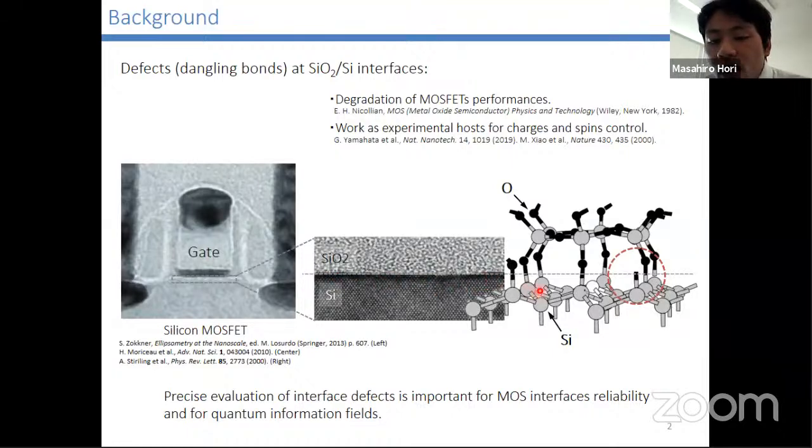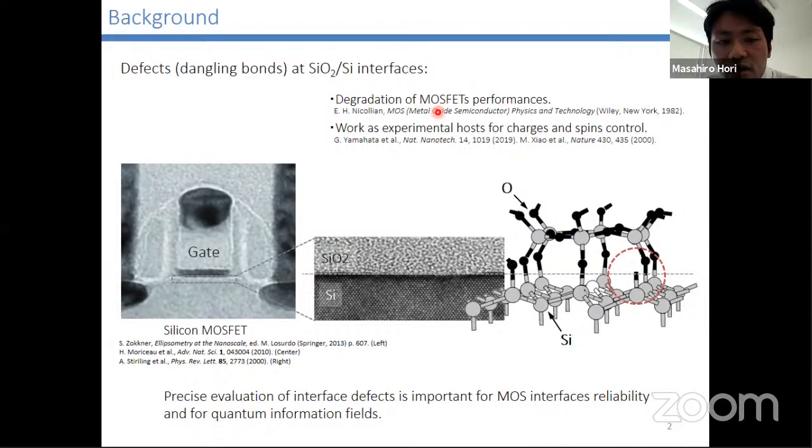Therefore, some of the electrons are captured by the interface defect states, and the trapped electrons are emitted to the channel randomly. So it has been well known that these interface defects degrade MOS performance.